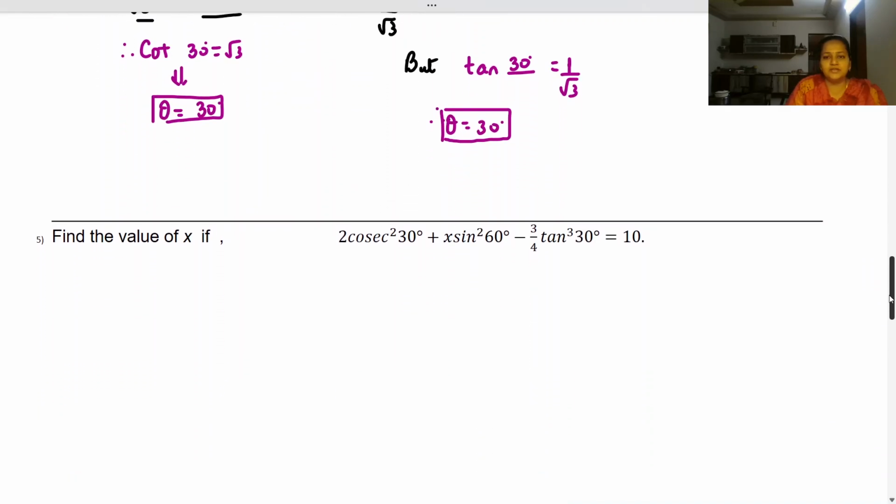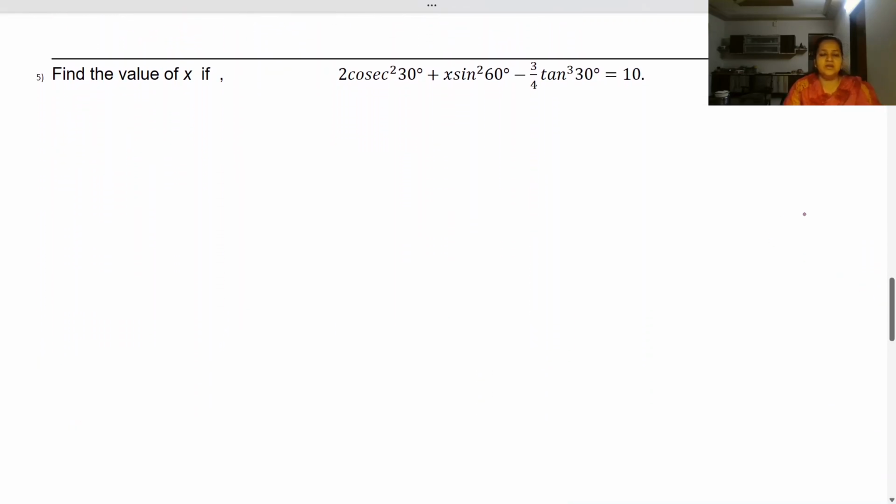Okay. Then moving on to the next question. It's a very simple question now. We have to find the value of x where we are given different trigonometric ratios with their angle measures. We need to just simplify it and solve it to find the value of x. So for this question, you need to know your trigonometric values.